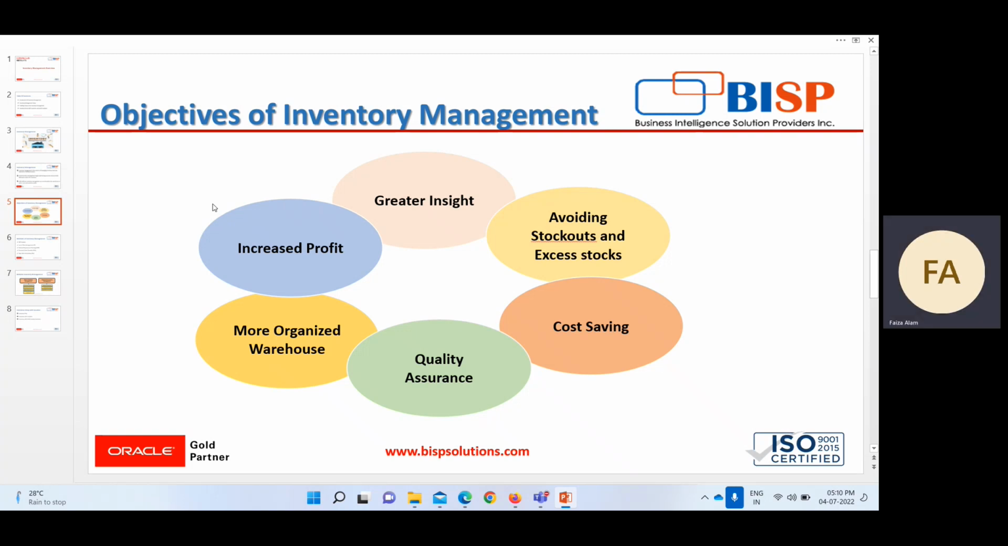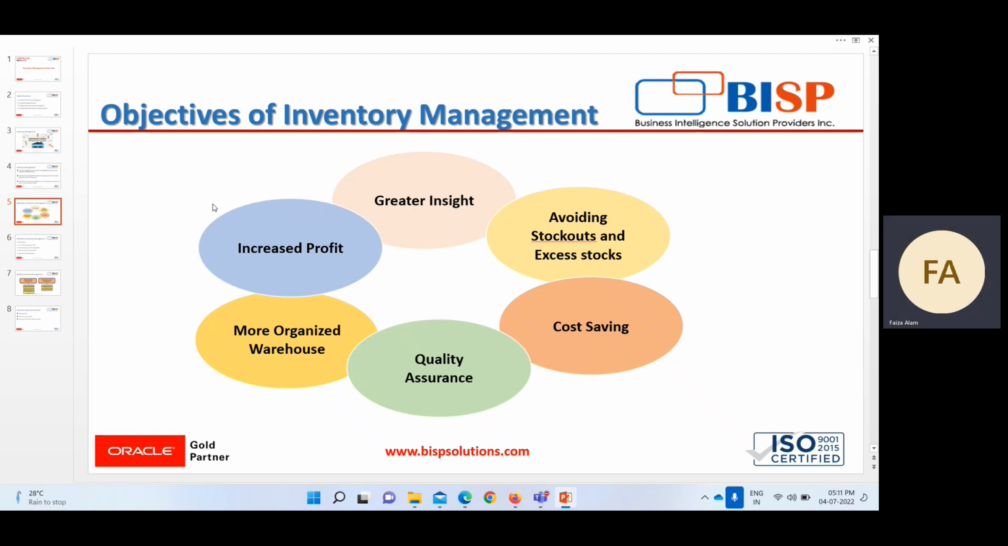So first is greater insight. The first objective of inventory management is greater insight. In order to ensure a continuous supply of material and stock in the warehouse, so that production does not suffer at the time of customer demand, proper and well-planned inventory management is required. With the help of a sales forecast and so on, we can have greater insight. There are various methods and techniques followed in inventory management, with the help of which we can have greater insight, so that production does not suffer and we can achieve our goals.